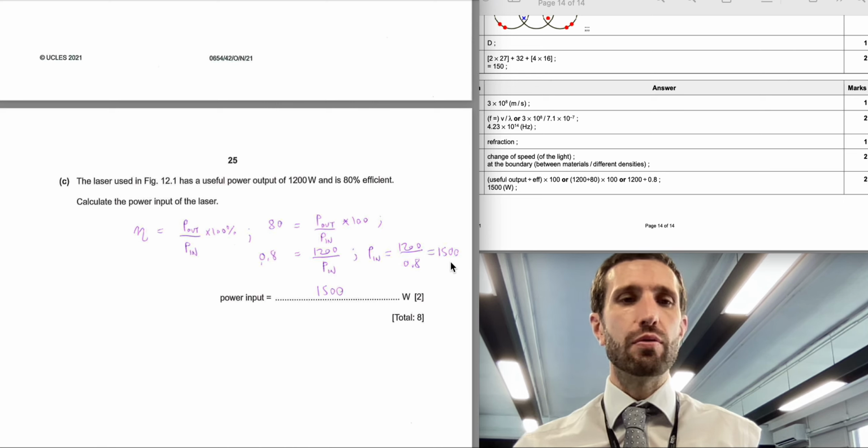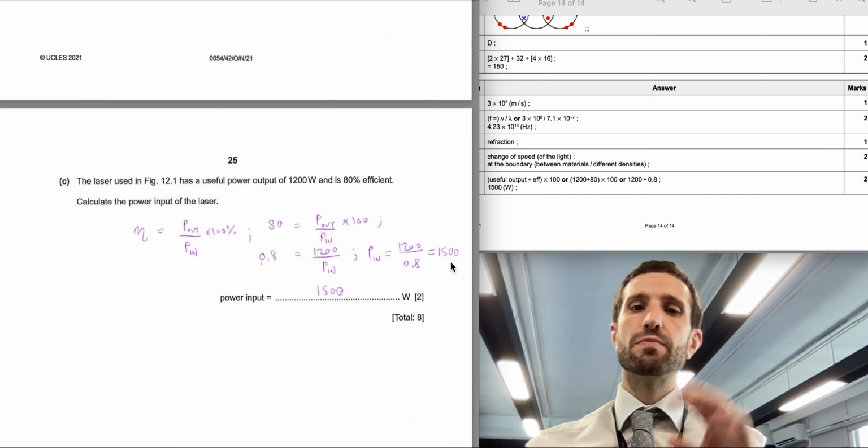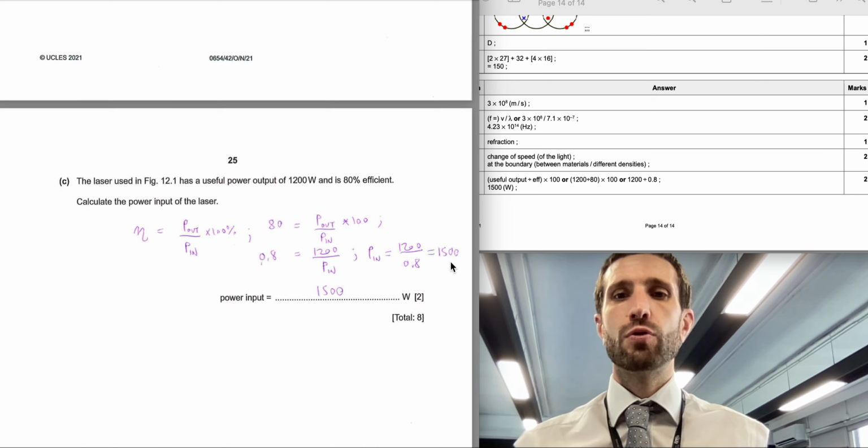Actually, I think that was quite a nice little mixture of different things, some bits of waves, some bits of energy, etc.